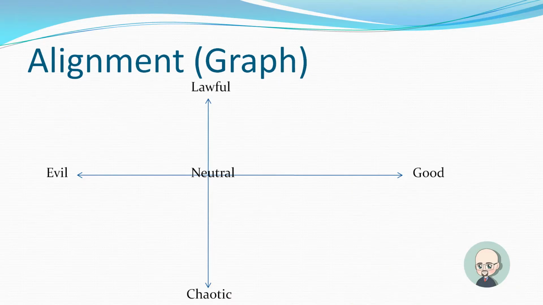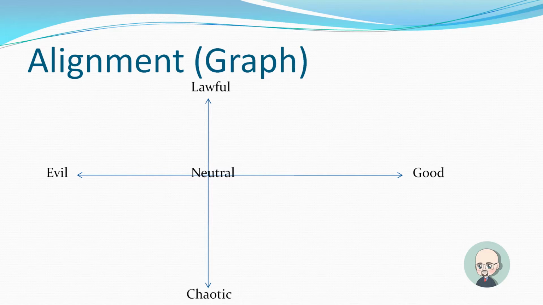Okay, so here's an alignment graph. I graphed it out like this. You could have graphed the axes the opposite way. The axes are the lines across. The x-axis is the across horizontal axis. The y-axis is the up and down, the vertical axis.